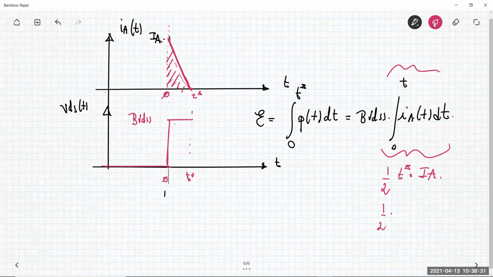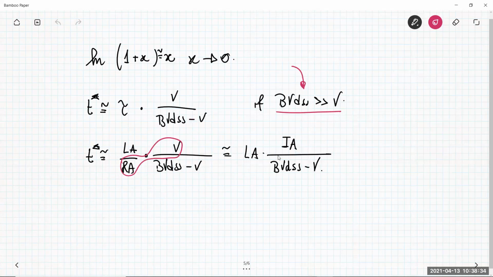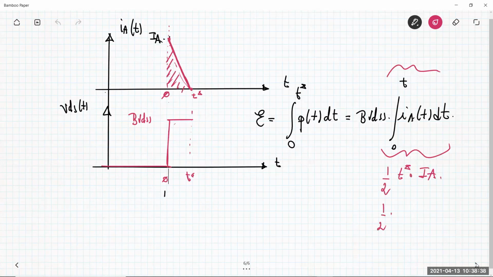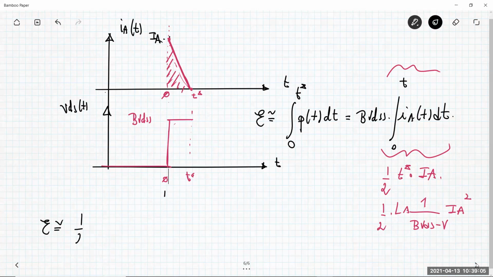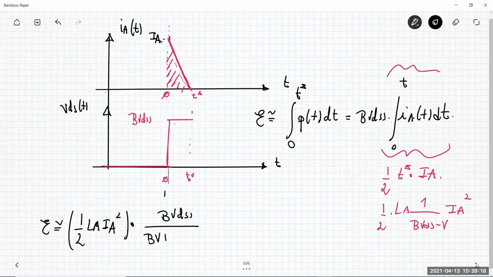And T star is given by LA IA times one over BVDSS minus V. And so finally the energy is, and here we have an approximation, of course, due to our hypothesis, 1/2 LA IA squared multiplied by BVDSS over BVDSS minus V.